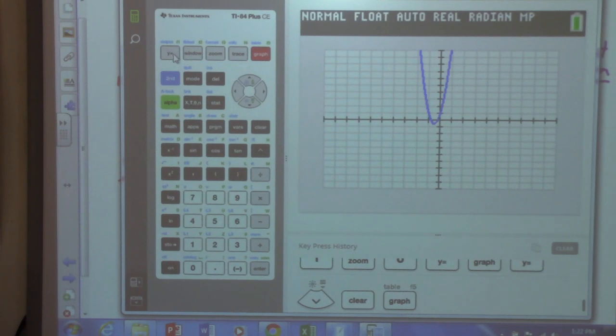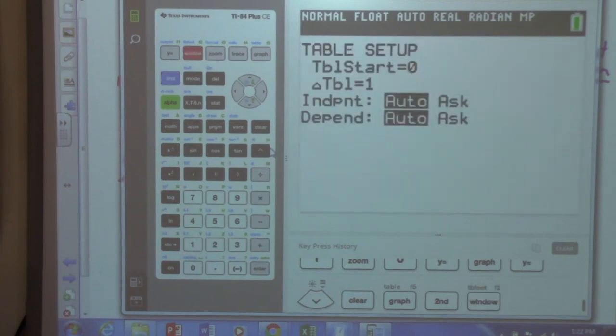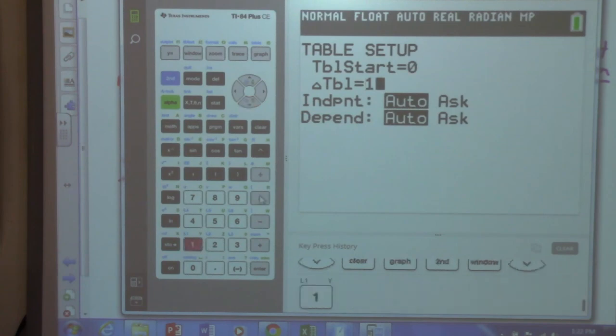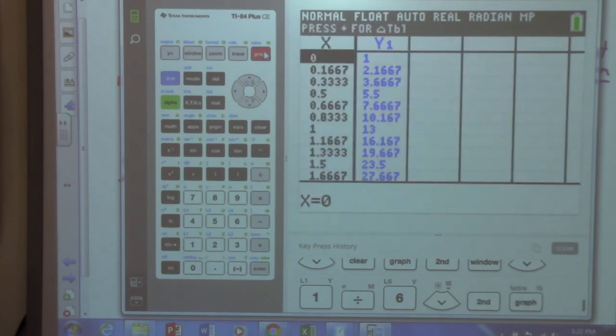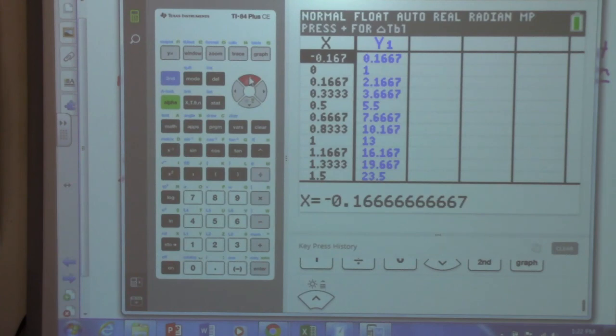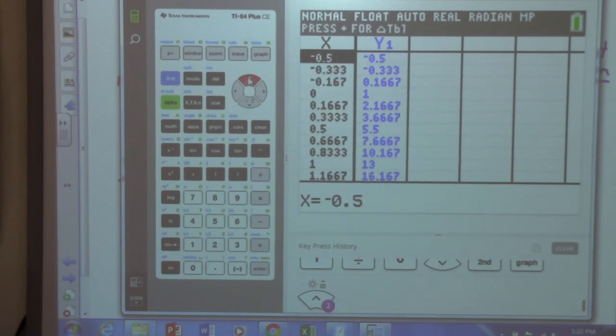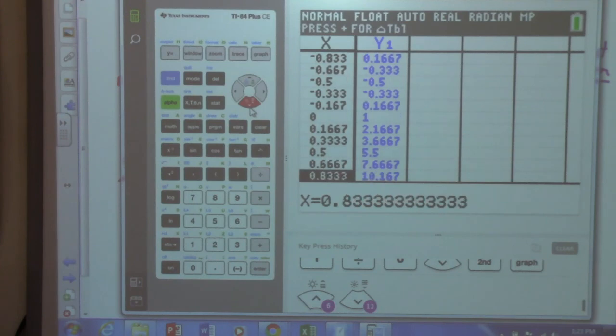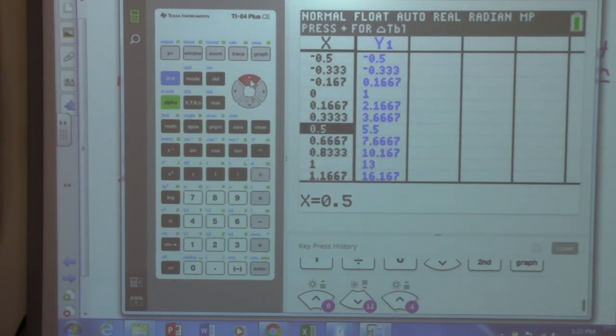Let's see, 1/6 is going to be, what I'll do is this. I'm going to use table set of 1 divided by 6. Delta table, there we go. And now I should be able to see it here. I'm not seeing it. At 1, we should get 0. Oh, okay, I know what I need to do.